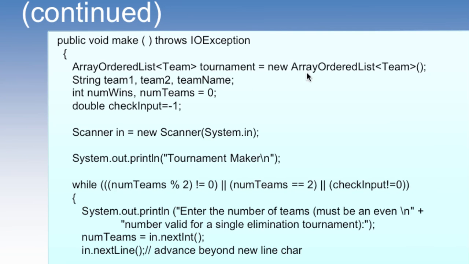And it equals a new array ordered list. We saw this a couple weeks ago in terms of the examples that we were looking at. Same kind of format, but the array ordered list is going to be part of the collections that we're including in utils. String team 1, string 2, team name, number of wins. Keep track of the wins, keep track of the team names, and then check the input.